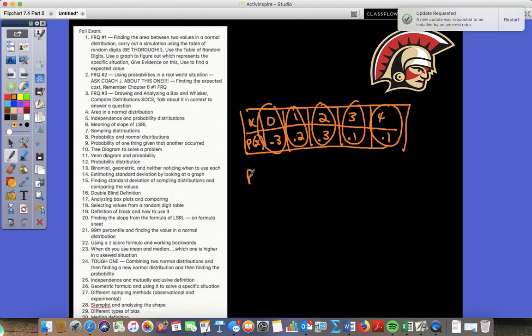And make sure you show that. So my expected value equals 0 times 0.3 plus 1 times 0.2, and then I would just keep going, right? To be able to show that there. So that's FRQ1, the different concepts from that.